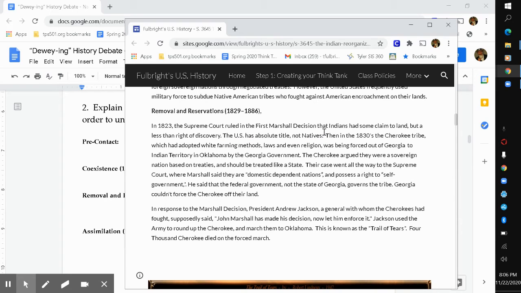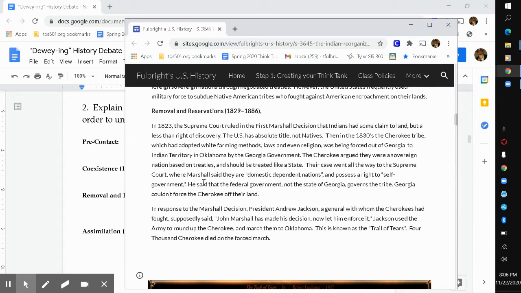Then in the 1830s, the Cherokee tribe, which had adopted white farming methods, laws, and even religion, was being forced out of Georgia to Indian territory in Oklahoma by the Georgia government. The Georgia government wanted the land because it was good land. They were trying to force them out. The Cherokee argued they were a sovereign nation based on treaties and should be treated like a state. They argued, we have papers saying this is our land. You should treat it as such.